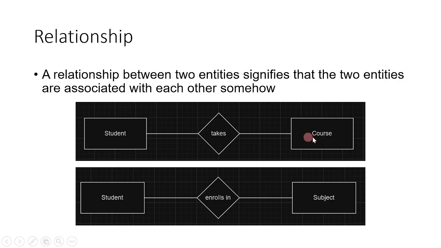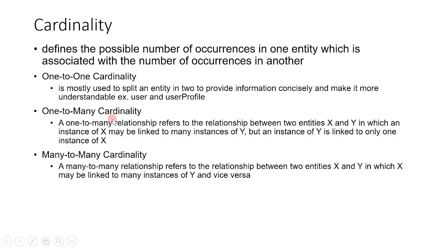Okay, so that's why we have one to many relationship. We're just going to have the symbols later on. Again, one course can be taken by many students, and many students take one course. So that's one to many cardinality. Then we have many to many cardinality.